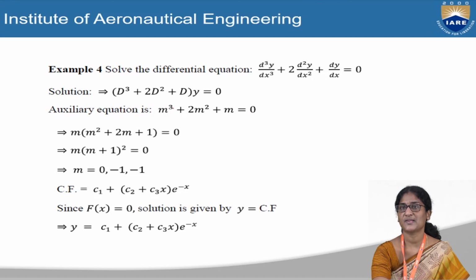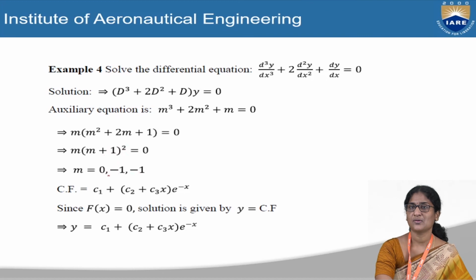Now the auxiliary equation: take the bracket, now you replace D by m equal to 0. So m cube plus 2m square plus m is equal to 0. Take m as common, m square plus 2m plus 1 is equal to 0. So more flexibly you can give the roots here, m plus 1 whole square, that is a plus b whole square. So m is equal to 0, minus 1, minus 1.